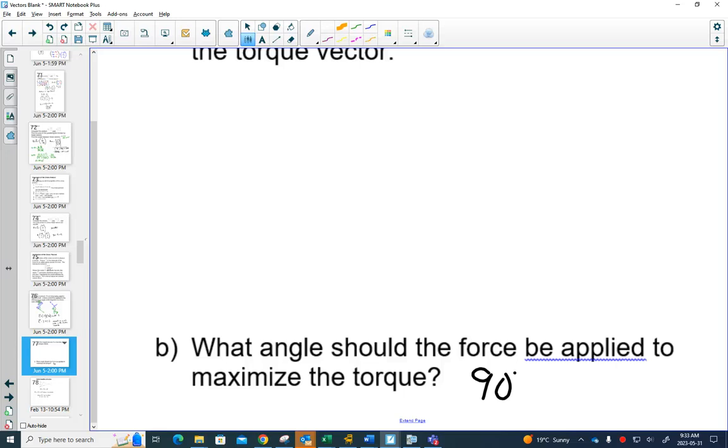Ever learn the righty-tighty, lefty-loosey? Do you ever learn that? Here we go. Turn to the right, tightens. Turn to the left, loosens. Righty-tighty, lefty-loosey. This is really good English.